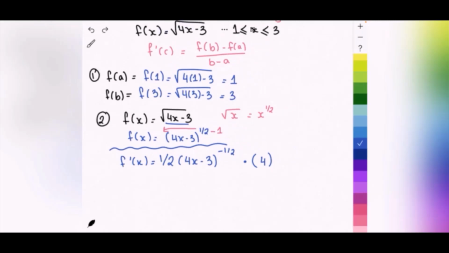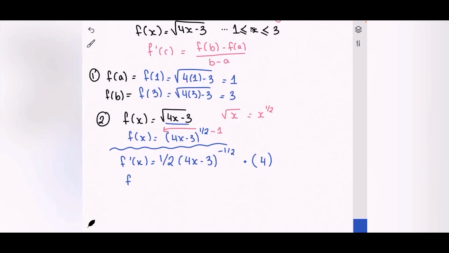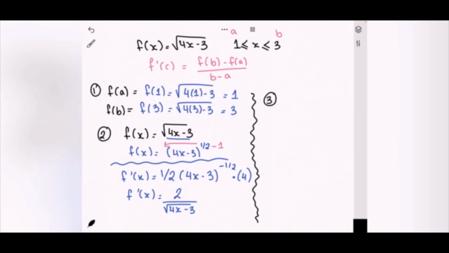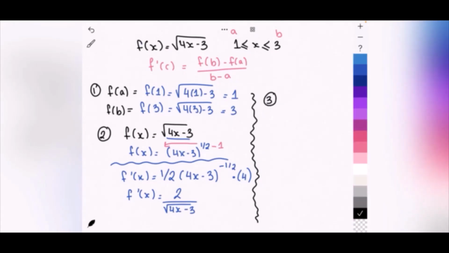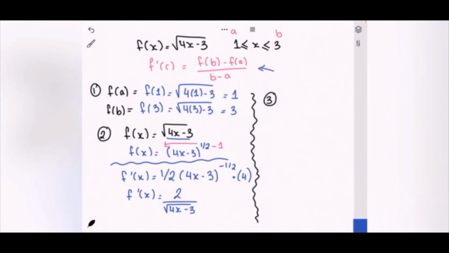Now we want the equation to go back to square root. We're going to rewrite it in square root form. So f prime of x is equal to 1 over 2 times 4 is 2 over, since the power is negative, we're going to put the square root down, and we're going to put 4x minus 3 inside the square root. The third step is we're going to use this equation now.